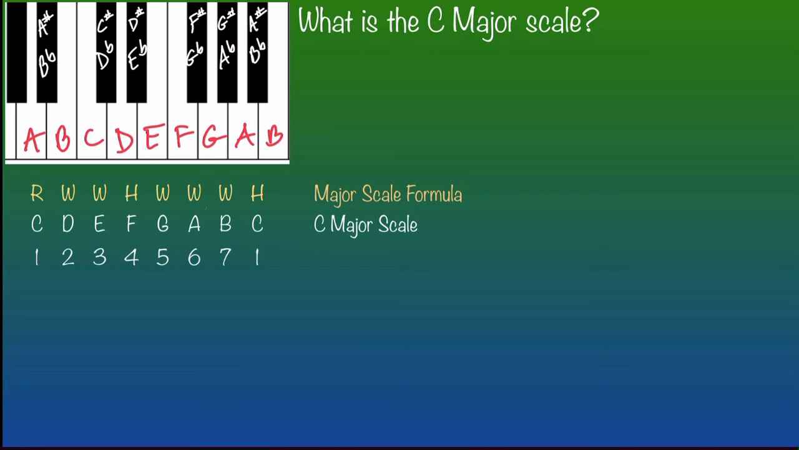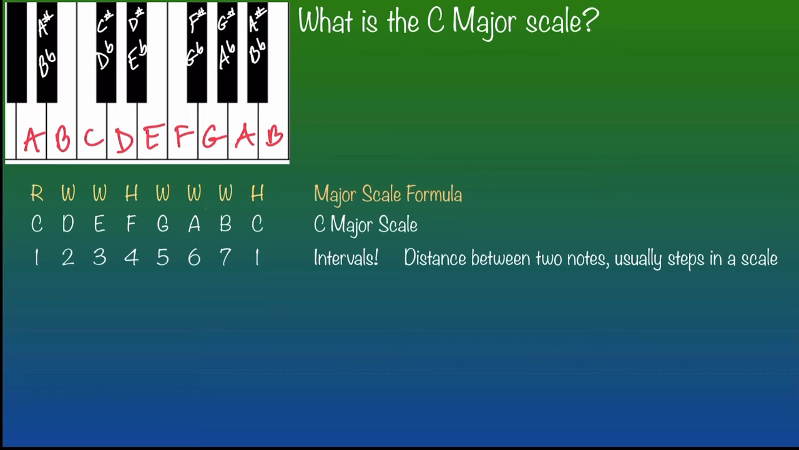So whether you realize it or not, I just told you what intervals are. The definition is technically the distance between two notes, usually steps in a scale. So intervals are where the notes are in relation to each other. D is the second interval in the key of C major. E is the third interval in the key of C major, and so on. You can figure out the rest. We don't usually say "interval" after every one. We would say D is the second of C, or E is the third of C. But those are what intervals are.